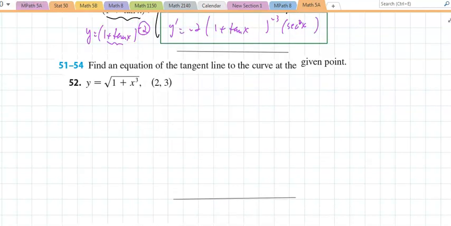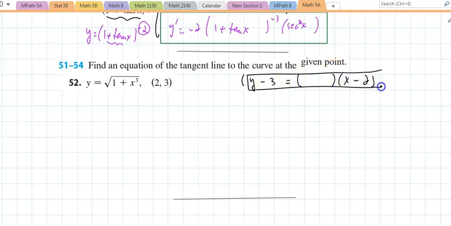52. Find the equation of the tangent line to the curve y minus y1 equals m into x minus x1. There it is. And it's not going to get old. You're going to do that in almost every section. What's missing? The slope of the tangent when x equal 2.